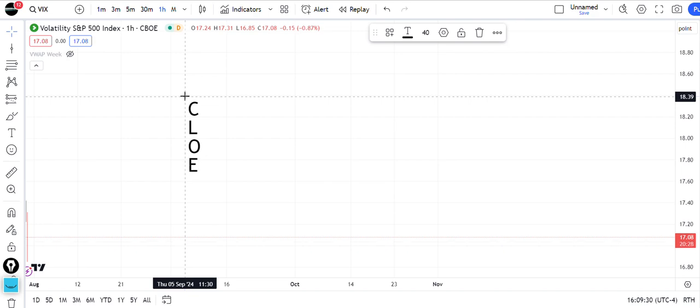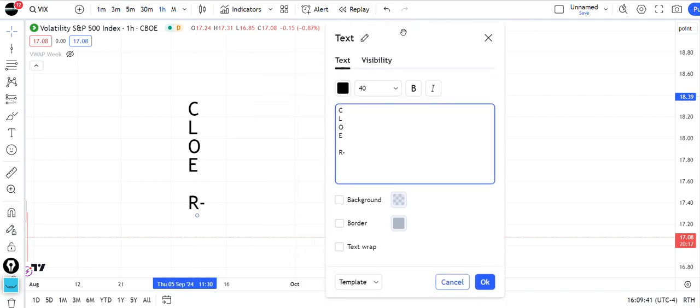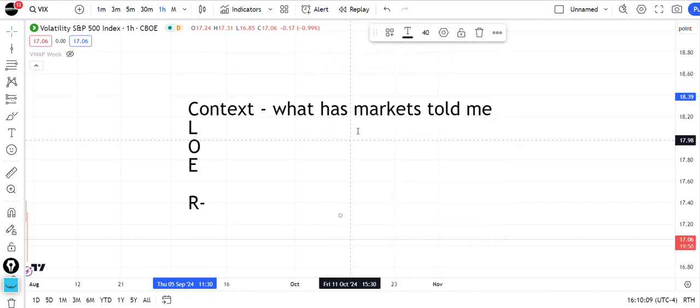CLOE, and then actually R is also after. I just look at this for when I'm actually day trading or when I'm trading. So C would be context. Context, like what is the market telling me? What has the market told me? So context, what has the market told me?